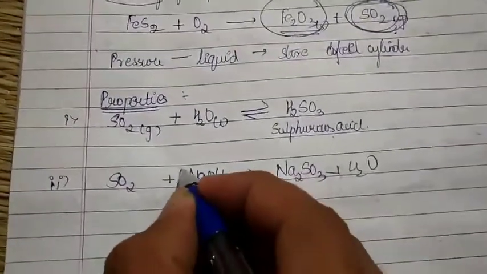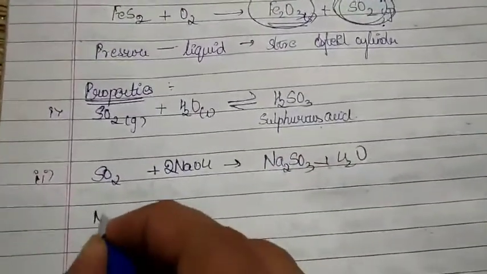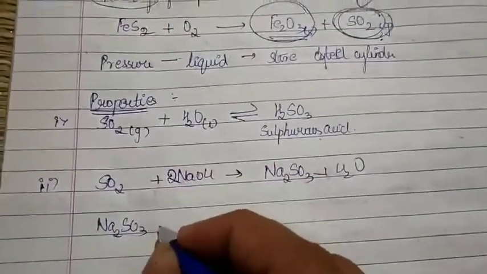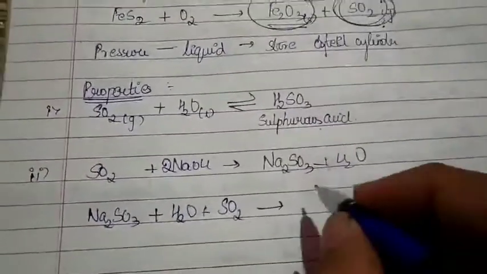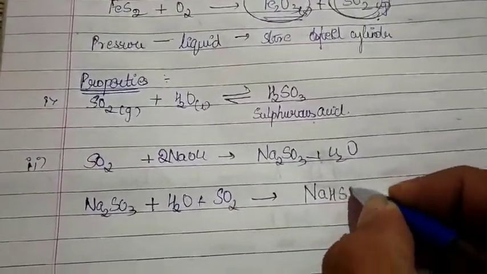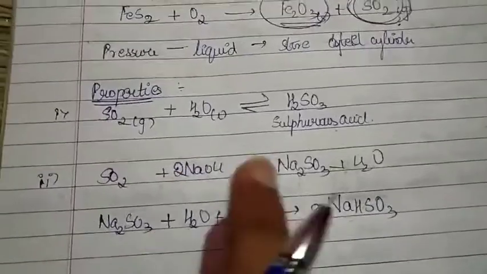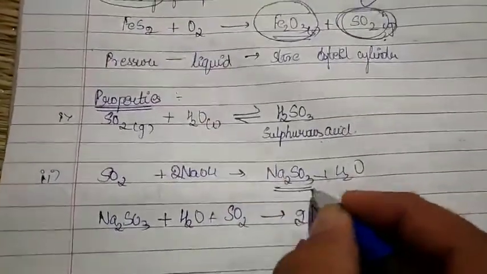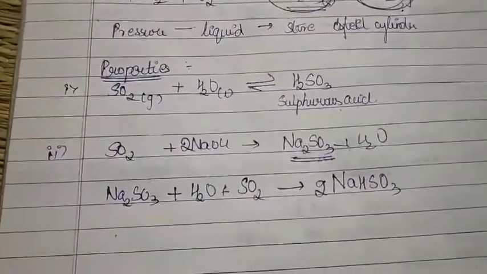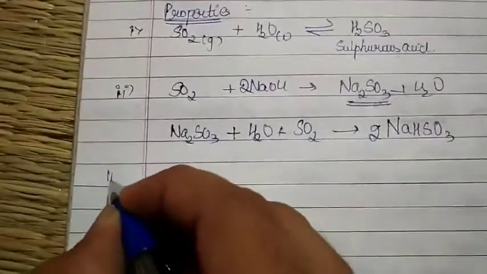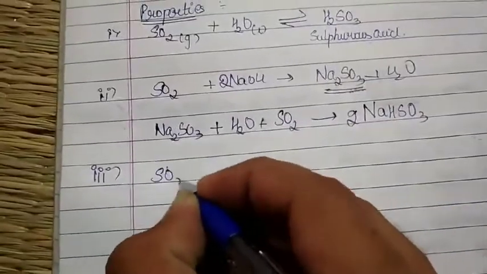If you're going to balance this, you'll be getting 2NaOH. But the reaction doesn't stop over here. Whatever sodium sulfite was formed, Na2SO3, it once again reacts with your SO2 in the presence of water to give you the final product, sodium bisulfite, NaHSO3. Now the reaction stopped. So whenever SO2 is reacting with NaOH, the reaction doesn't stop at sodium sulfite. Remember, that sodium sulfite is going to react with your SO2 to give your sodium bisulfite.